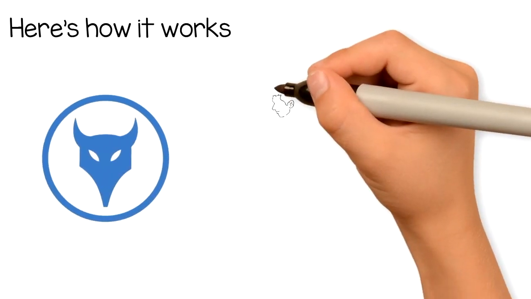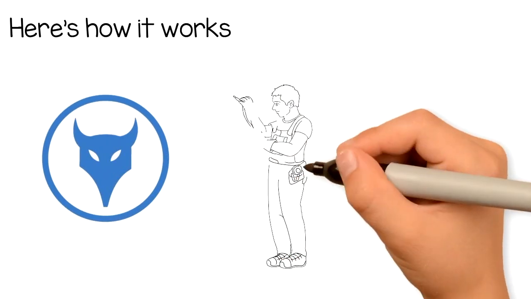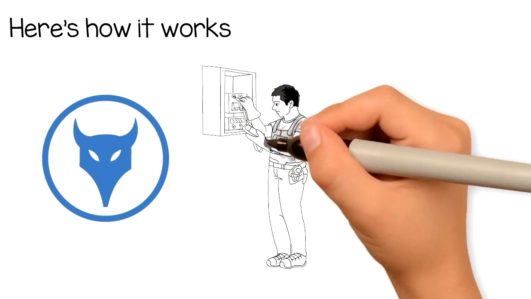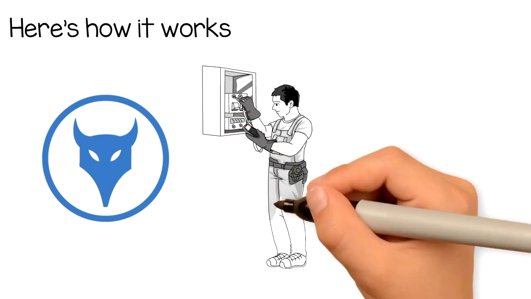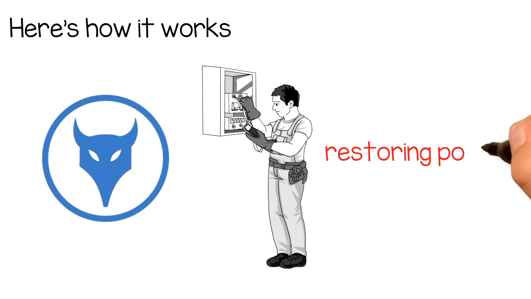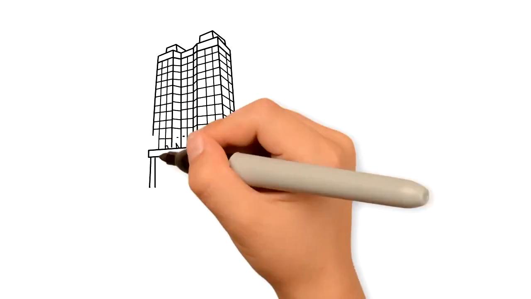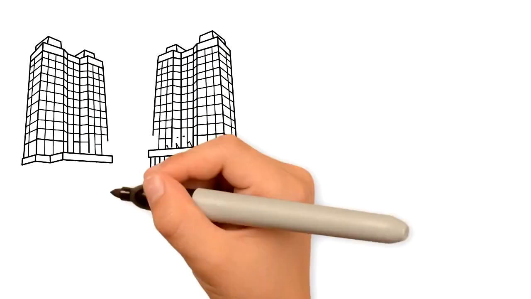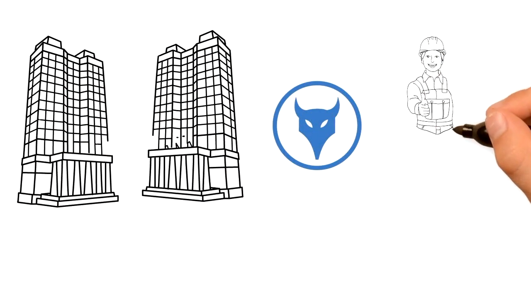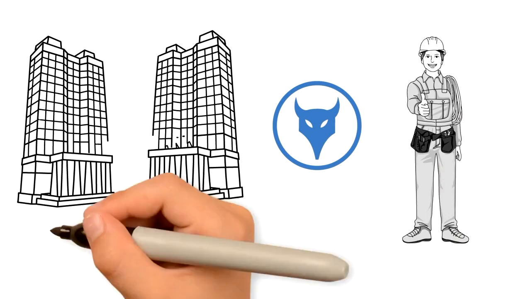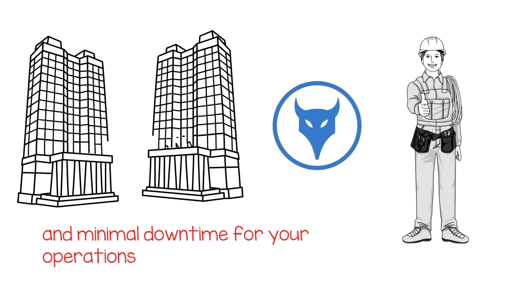Here's how it works. The docking station is installed into your existing electrical system using a transfer switch that will allow a temporary or portable generator to be connected to your system, restoring power and resuming your operations. Generator docking stations are installed in easily accessible areas of your building that will allow for quick access from a portable generator and minimal downtime for your operations.